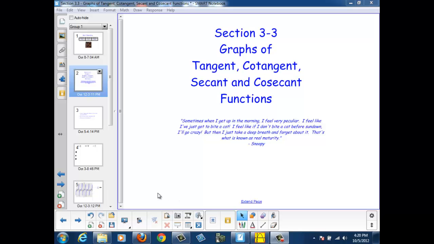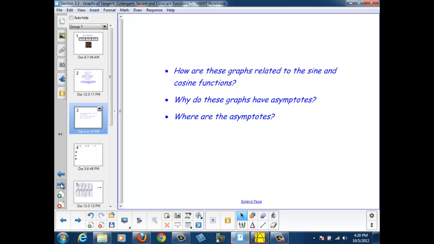Welcome to section 3.3, graphs of the tangent, cotangent, secant, and cosecant functions. At the end of this section, you should be able to answer these questions. How are these graphs related to the sine and cosine functions? Why do these graphs have asymptotes? And where are the asymptotes?